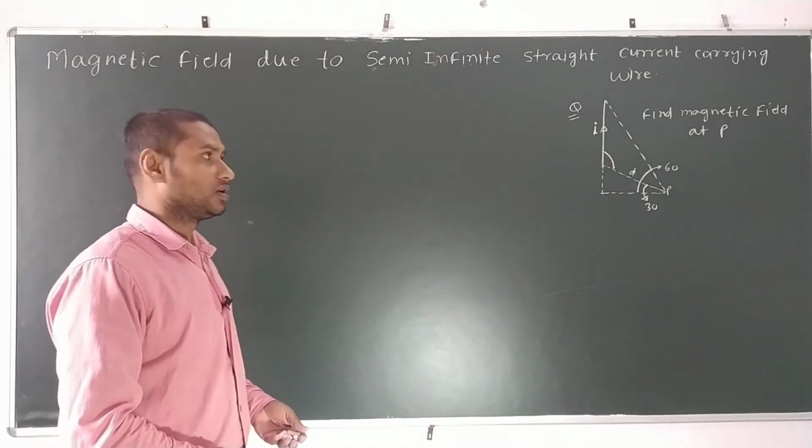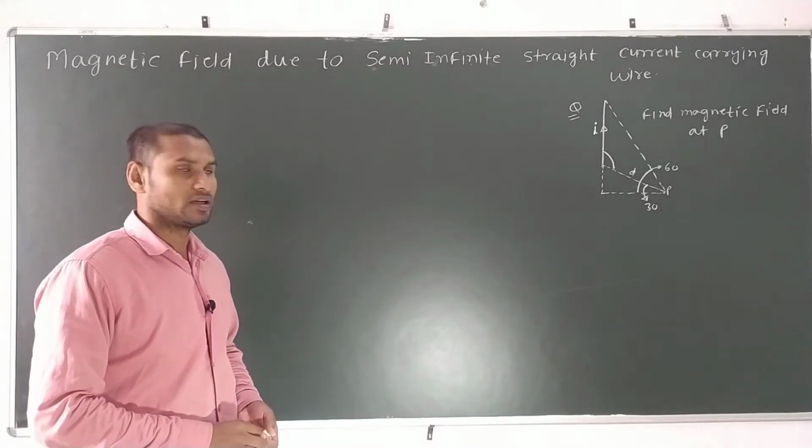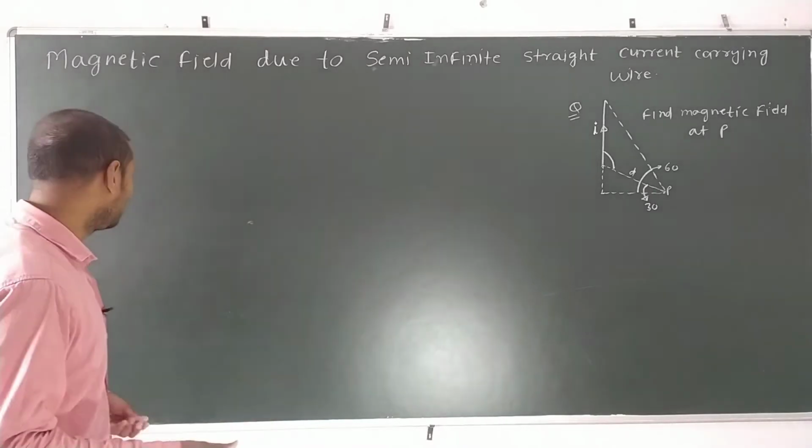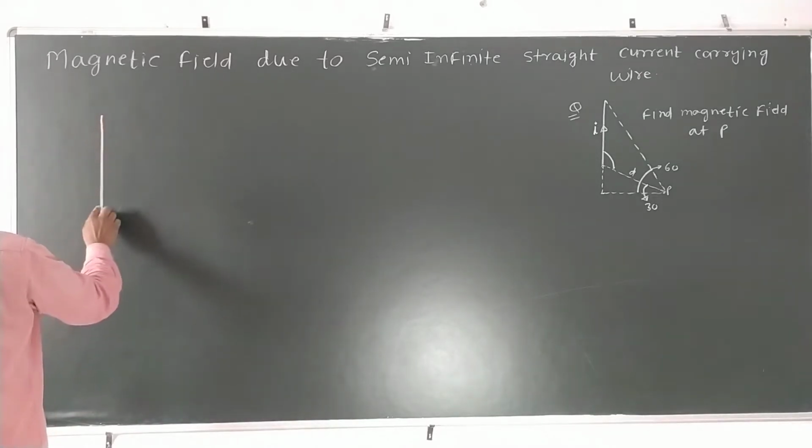Today we are going to discuss a new topic, that is magnetic field due to a semi-infinite straight current carrying wire. Okay, semi-infinite. What is semi-infinite? Let us see here. Suppose this is a wire.